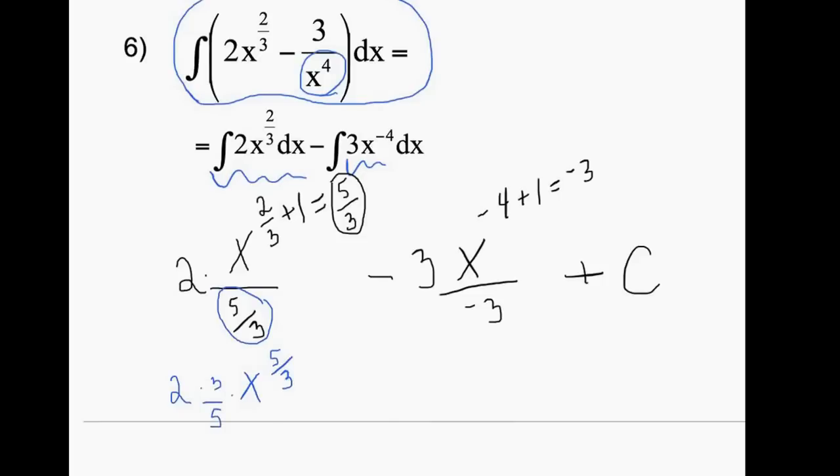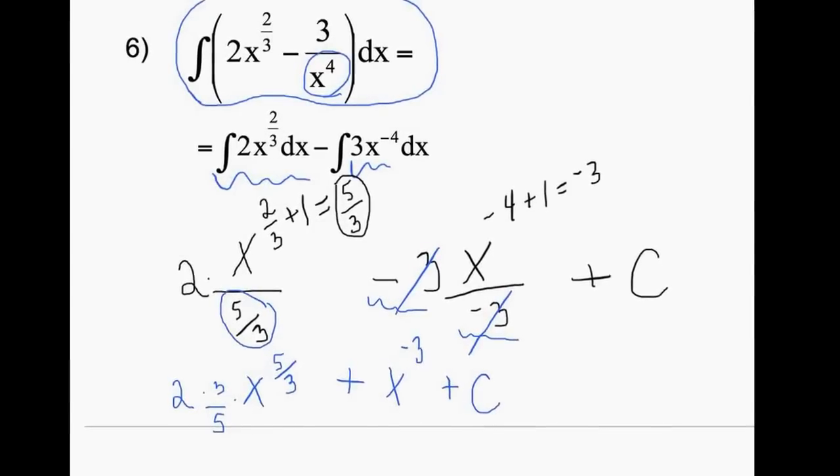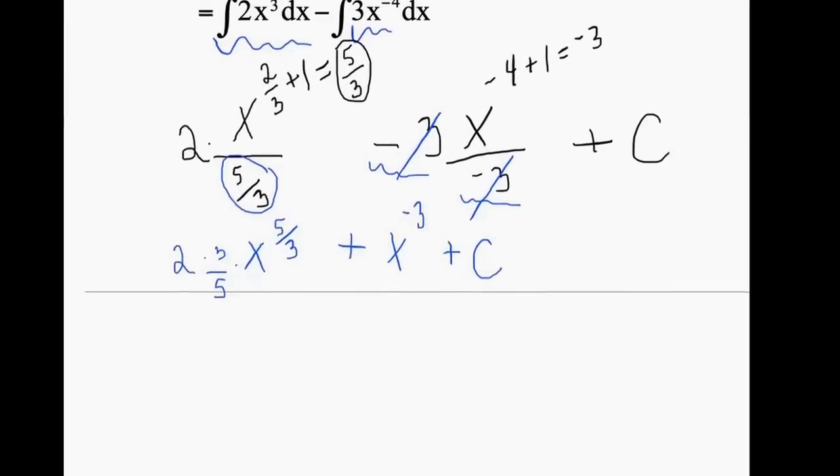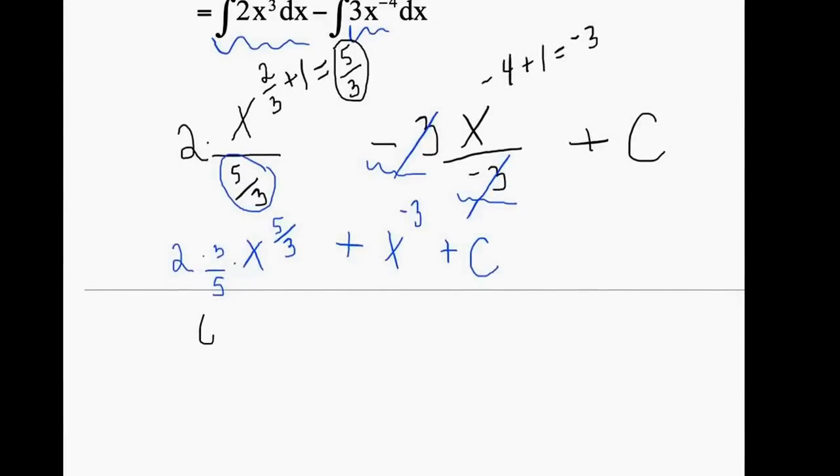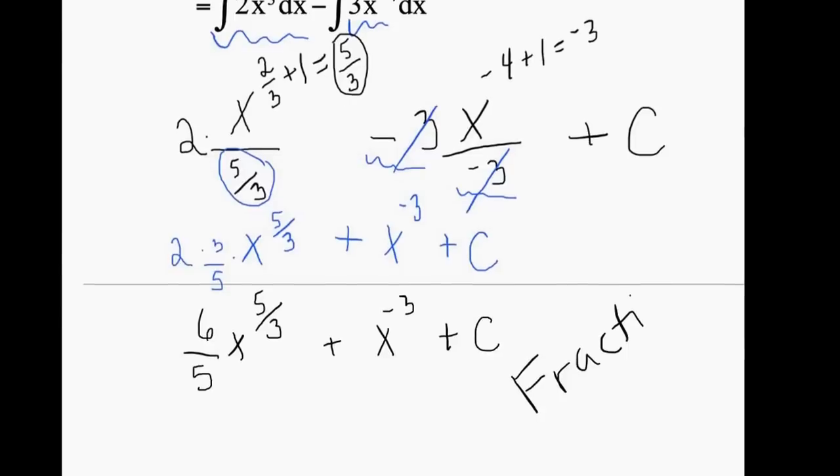So out in front now, I have 2 times 3/5 times x to the 5/3 minus, well, over here I have a -3 divided by a -3, so perhaps I'll put plus. These reduce, x to the -3rd plus c, and I would in fact take this one step further, and I would write this as 6/5 x to the 5/3 power plus x to the -3rd plus c. So this is really no different than any of the others involving our rules, except that the fractions are something that you're really going to have to look at and understand and work with a little bit more.